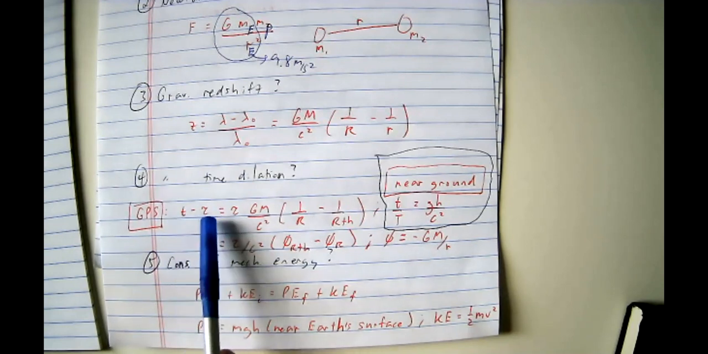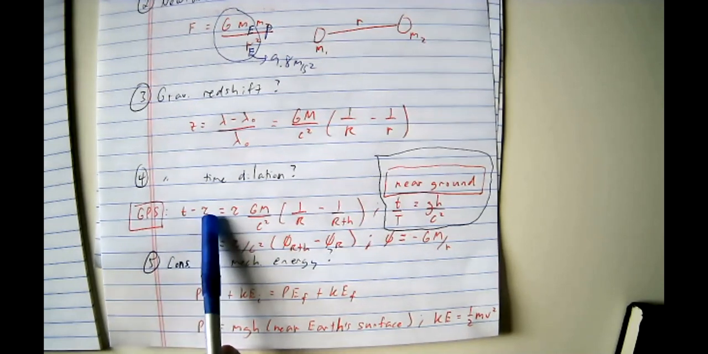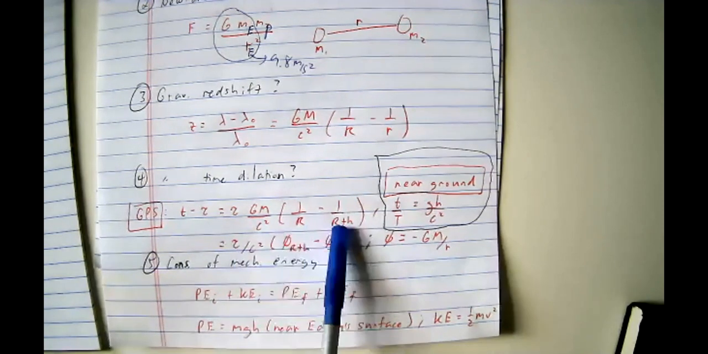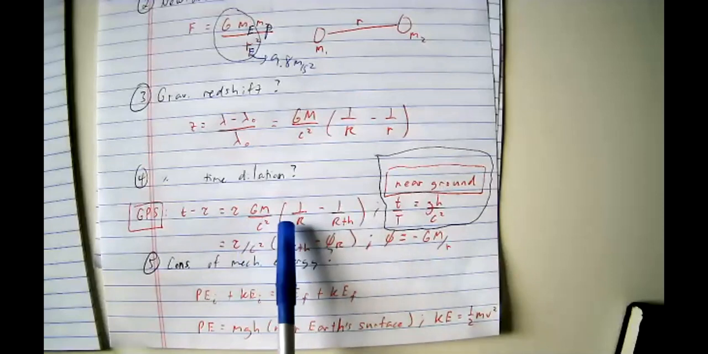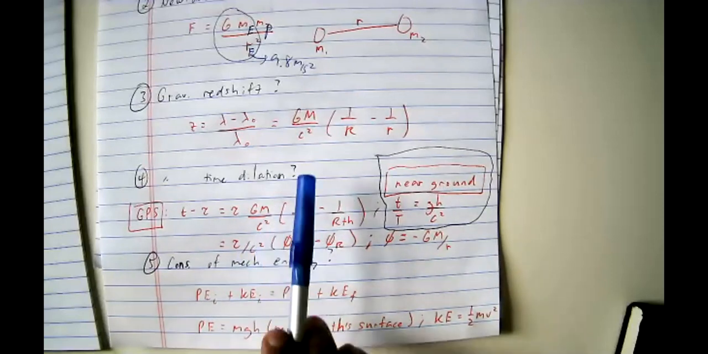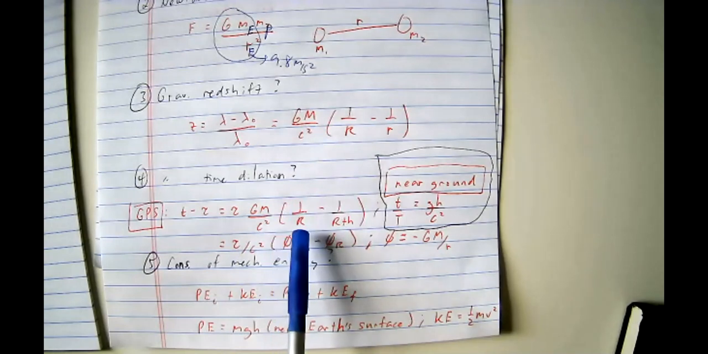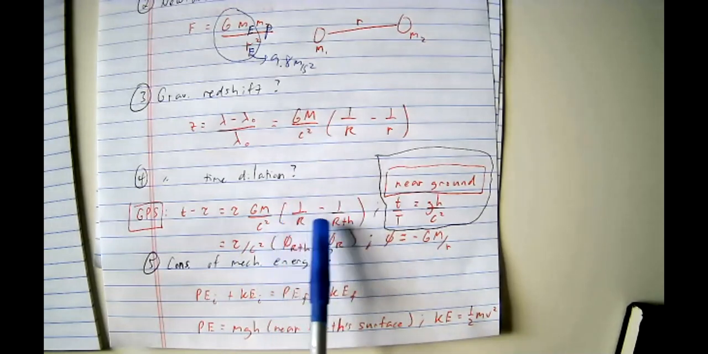And that time difference between the satellite and the ground-based clock is proportional to that term we just talked about before. So notice again, you have the GM over C squared like before. And now when it comes to this difference, how do we read it here?